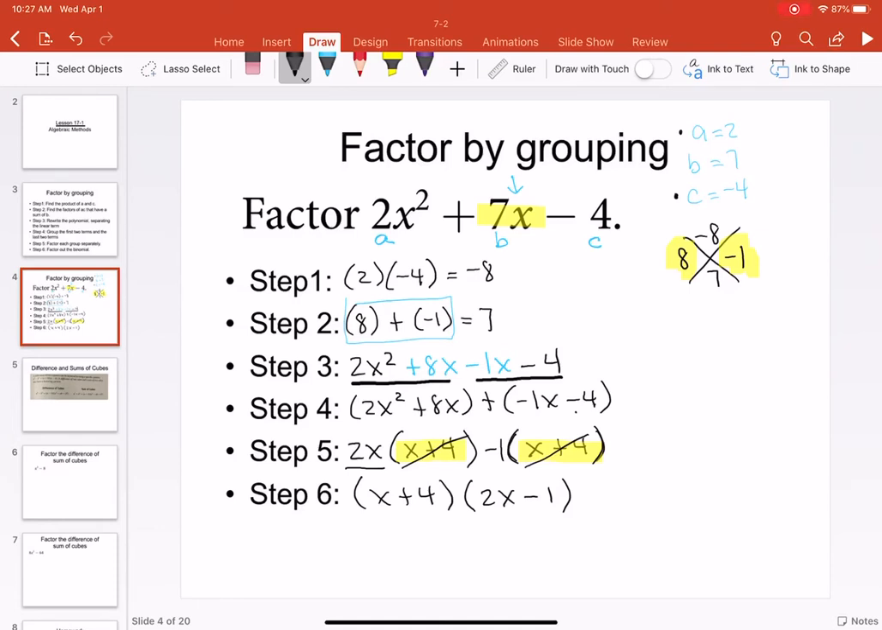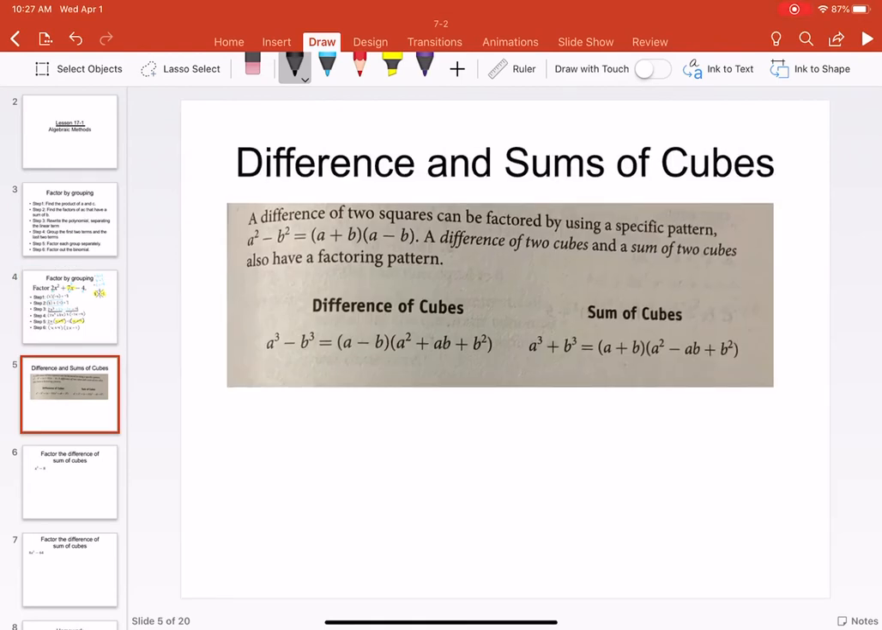All right, let's go to the next method. It is our difference and sum of cubes. A difference of two squares can be factored using a specific pattern, a squared minus b squared. That is just the example of factoring a difference of squares.